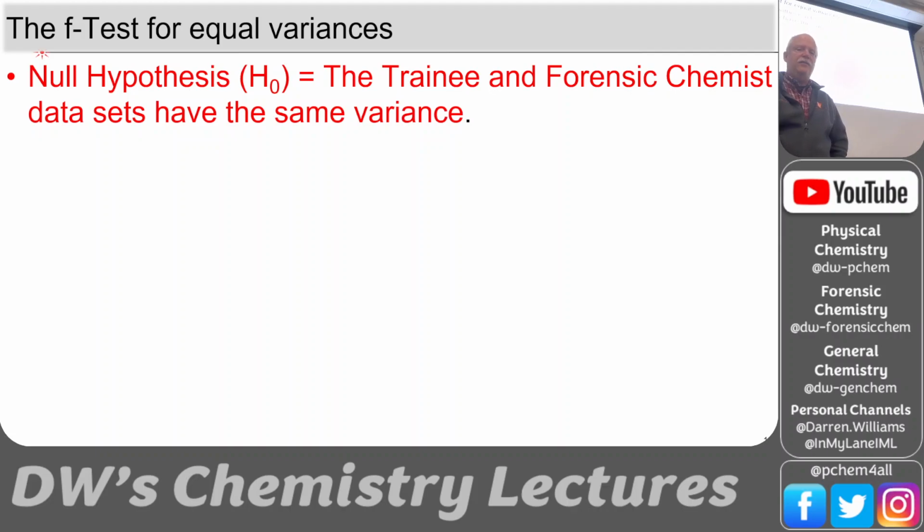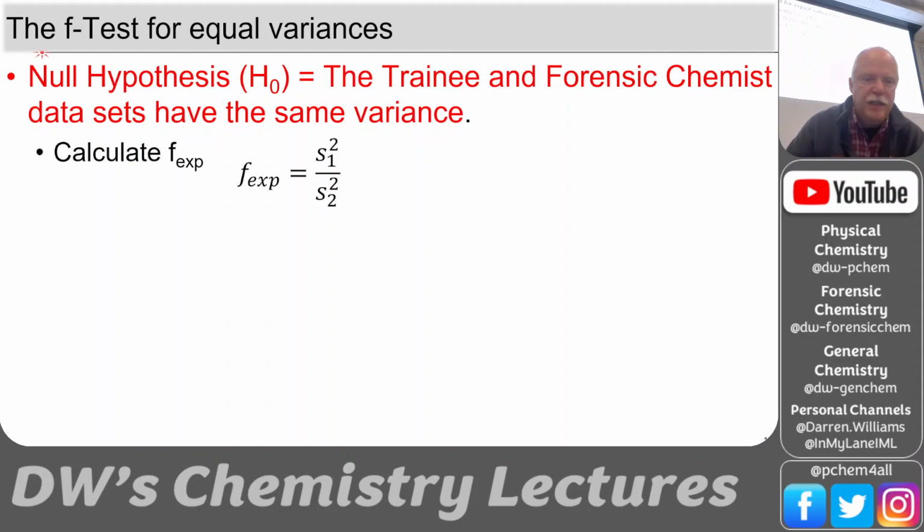Now let's do the F test for equal variances. So this is the null hypothesis that they have the same variance, which means they have the same precision. We know this isn't going to work out, right? Because even from the very beginning, when we looked at the data, the trainee had data points all over the place, 12s and 15 and 13s and so on. But this is a numerical test of that. So this one, it's very easy to do. We calculate this F experimental by just looking at the variances. So it doesn't matter which one's on top. So you take the variance for one and divide it by the variance of the other.